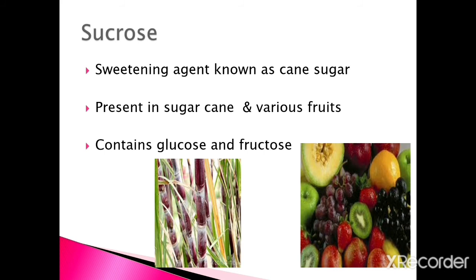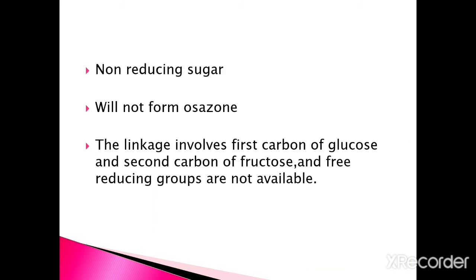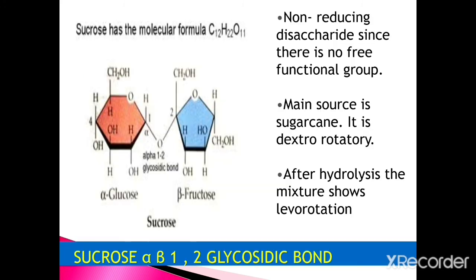Then comes sucrose. Sucrose is a non-reducing sugar. It is the sweetening agent and it is also known as cane sugar. It is present in sugarcane and various fruits. Sucrose is made up of glucose and fructose. It is a non-reducing sugar and will not form any osazone. The linkage involves the first carbon of glucose and the second carbon of fructose, so there is no free reducing group. It is a non-reducing disaccharide since there is no free functional group.